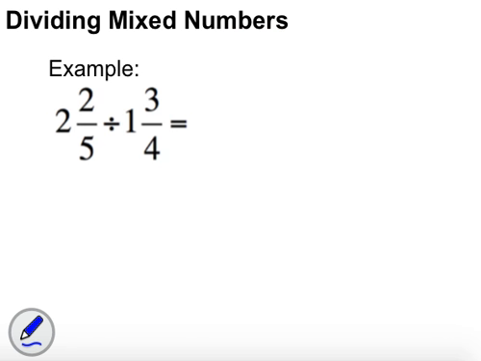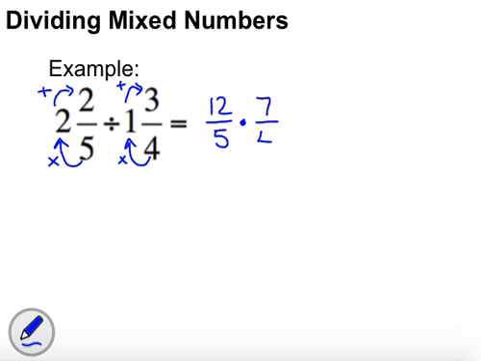Last type for today, much shorter than yesterday. Dividing mixed numbers. So the same rule is true for dividing with mixed numbers as it is for multiplying. You cannot work with a mixed number the way it is. So you're going to make them into improper fractions. 5 times 2 is 10, plus 2 is 12, so 2 and 2/5 is the same as 12/5. And 4 times 1 is 4, plus 3 is 7, so 1 and 3/4 is the same as 7/4.